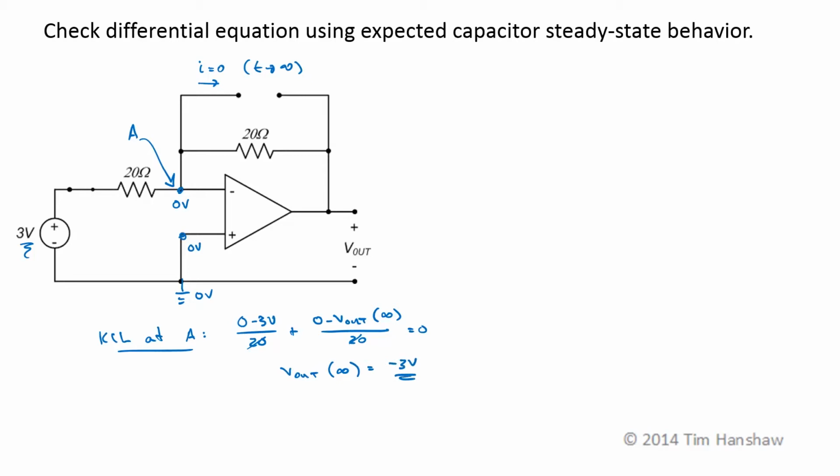Now let's check that against our differential equation. So the differential equation we got previously was dV out by dt plus 1 over 40 V out is equal to minus 3 over 40.